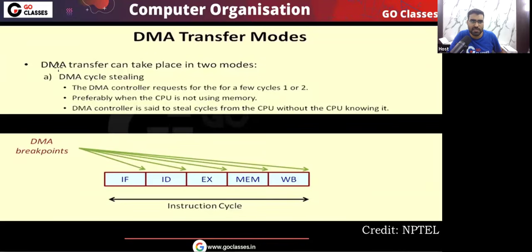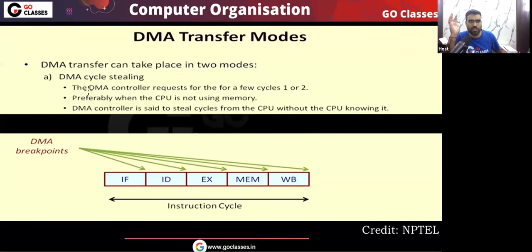So overall, what I'm saying, see, cycle stealing mode. Here, what happens? The DMA is requesting the system bus only for 1 or 2 cycles, nothing else, not more than that. DMA only wants to transfer 1 byte or 1 word. That's it. Okay, what will DMA do? It will take the system bus control only for 1 or 2 cycles. It will transfer 1 byte or 1 word.